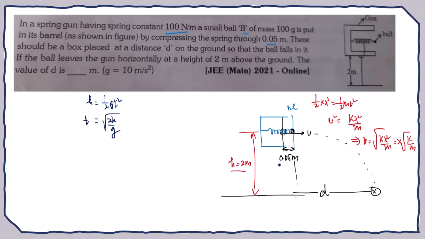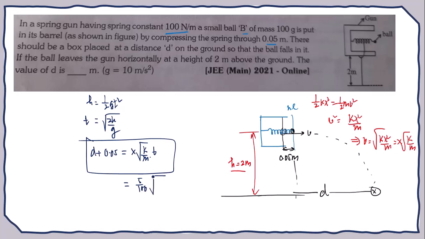In that time, how much distance has it traveled? That should be equal to d plus this 0.5, our total distance, that is v into t. So what is v? That is x into under root of k by m, into t. Now all those parameters are known. Simply put the values and get the result. So x is how much? That is 0.05, that is 5 by 100.